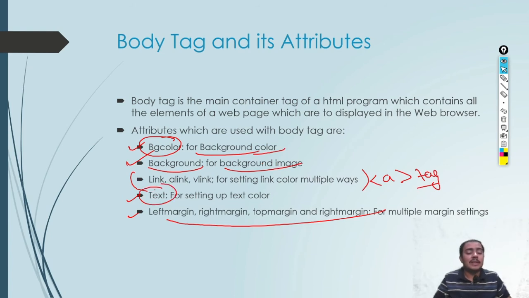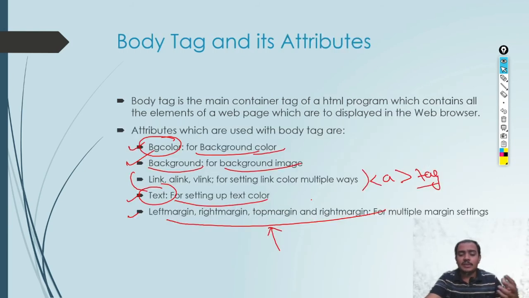Then next we have this text attribute. This text attribute is generally used to set the text color in our page. And similarly, we have these four margin attributes, and these four margin attributes are generally used to give the margin spaces in our program.